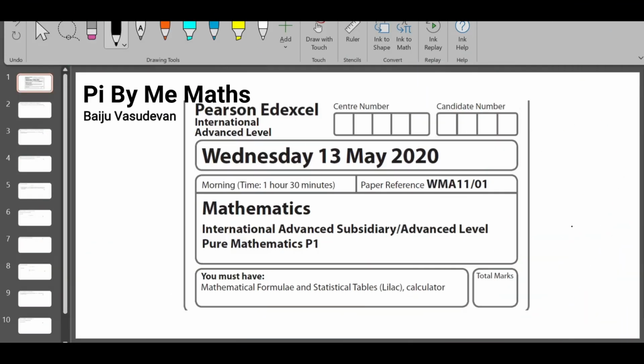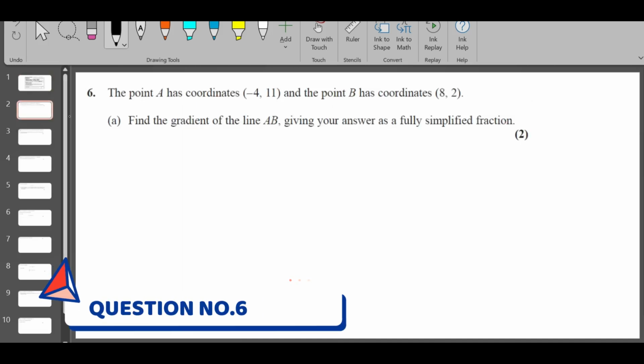This is Devan. In this video, we're going to solve the May-June 2020 Pure Math 1 paper. This is the same paper used for October-November 2020 also. In the previous video, we have covered question number 1 to 5. Let's look at question number 6.